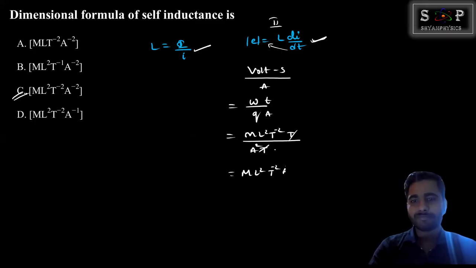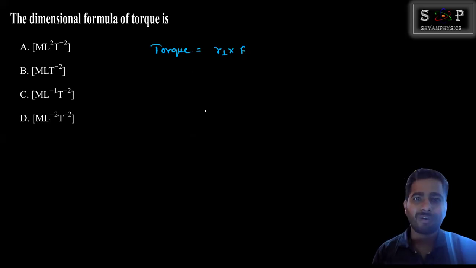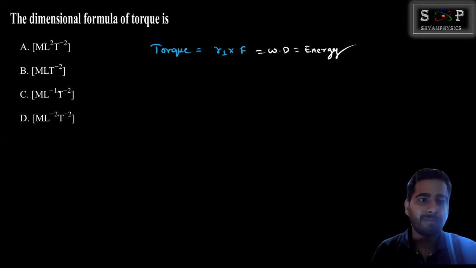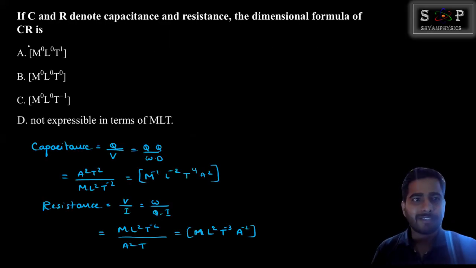Option C. Next, dimensional formula for torque, R perpendicular to F. It is nothing but work done, it is nothing but equal to energy. Okay, m L2 t to the power minus 2. Option A. Next, C and R denoted by capacitance and resistance.